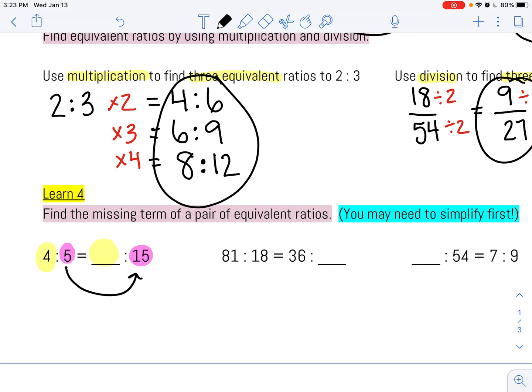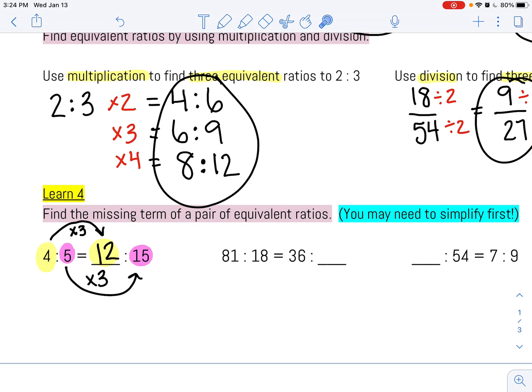We know we can take 5 times 3 to get 15. And since these are equal, that means I have to do the same to my other terms. So I'm going to take 4 times 3 to figure out my missing number. When I take 4 times 3, I get 12. And 12 would be my missing term.